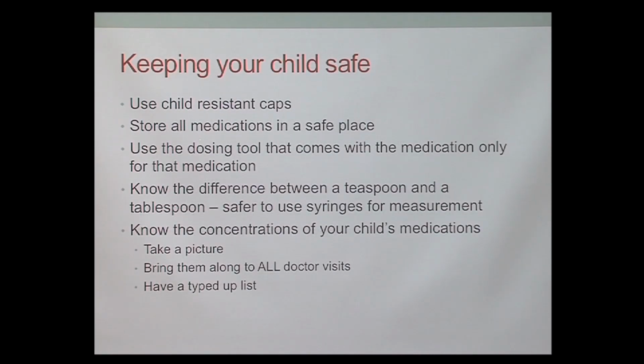Use child-resistant caps. It is so easy for kids to get into things. They learn how to twist very, very early. Store them in a safe place. Don't just store them in the bathroom cabinet. Don't store them right over the sink. It's important. Put them high up. We sometimes recommend putting them in a locked container, in a high container on the top of the fridge, or in a closed cabinet.